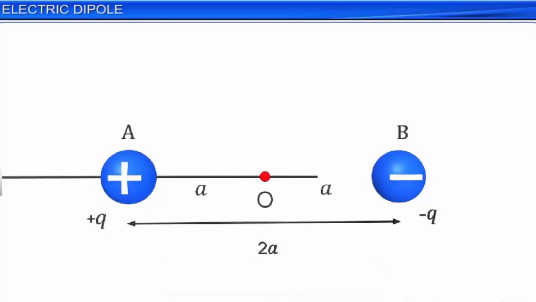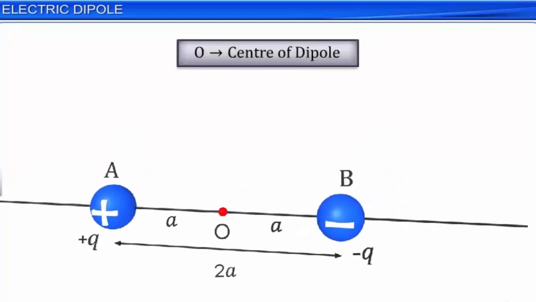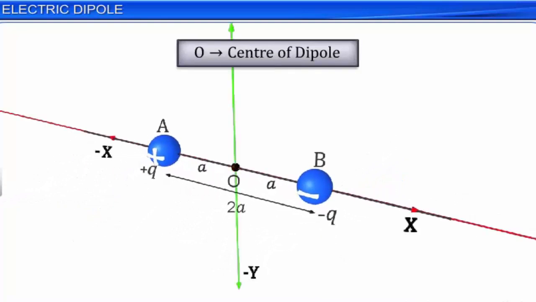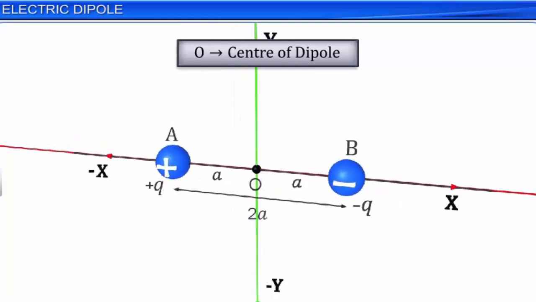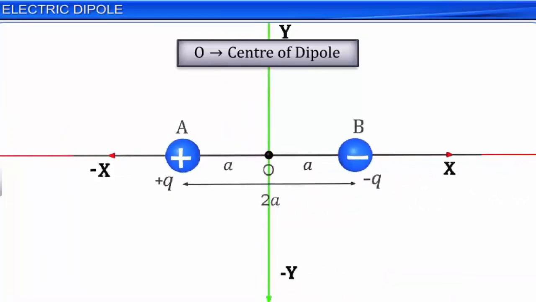For an electric dipole, the midpoint O of the line joining the charges is called the center of the dipole, and the straight line passing through the charges and also through the center is called the axis of the dipole. Assume that the dipole is placed such that the center O coincides with the origin and the axis of the dipole coincides with the x-axis of the Cartesian coordinate system. The charge -Q is placed along the positive x-axis, and the charge +Q is placed along the negative x-axis.